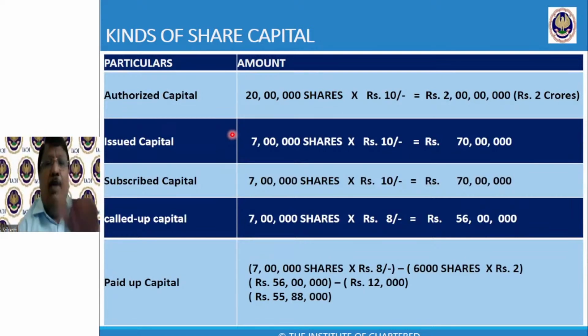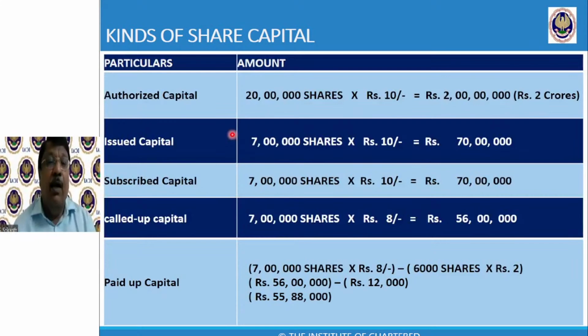So authorized capital is 20 lakh shares into 10, 2 crore. This is the upper limit in the memorandum. Issued capital is not 10 lakhs. 10 lakh is what they got the money for. 7 lakh is what they offered. So that is 7 lakh into 10, 70. Subscribed is 7 because out of the 10, 7 can be taken. The 3 only have to be given back. So 7 into 10, 70. Called up is 7 into 8, 56 lakhs. Now technically this should be paid up. 56 should be there. But unfortunately those 3 defaulters have not paid me 6,000 into 2, 12,000 rupees.